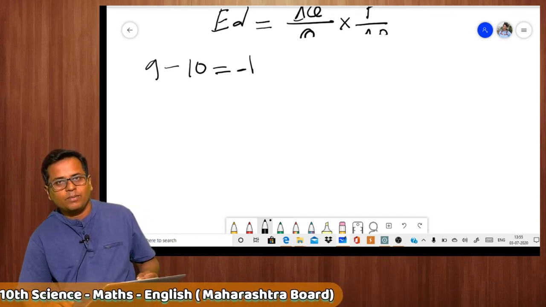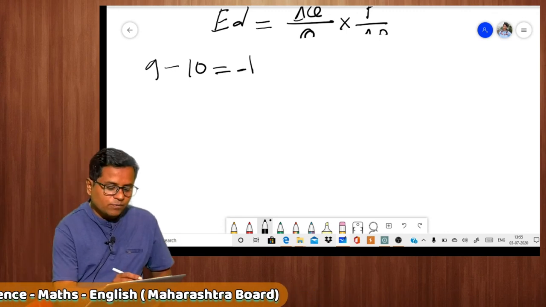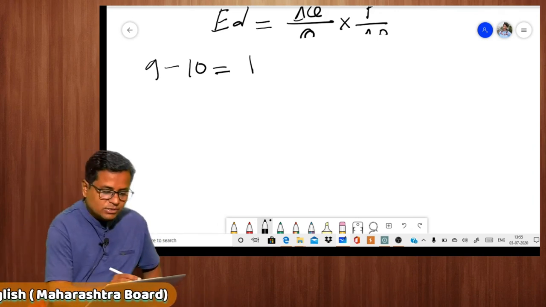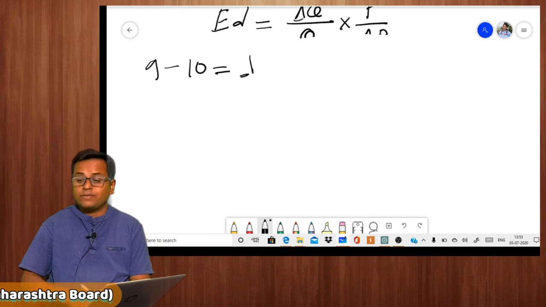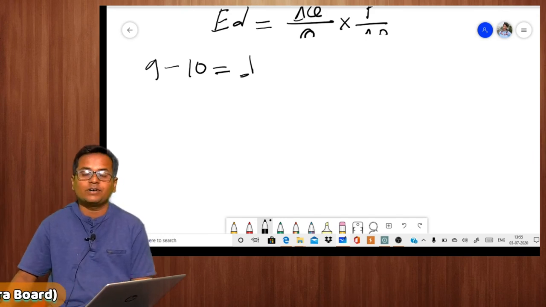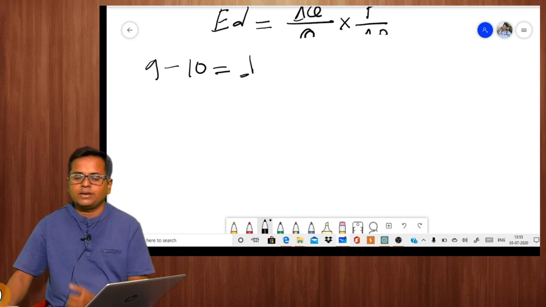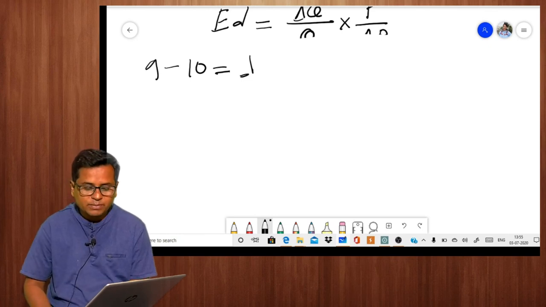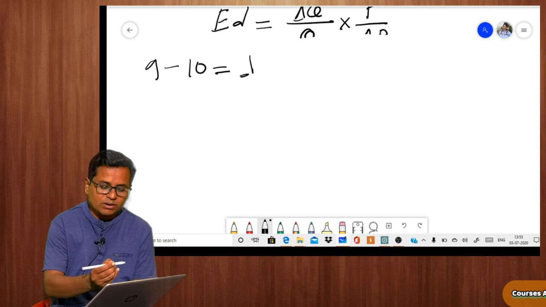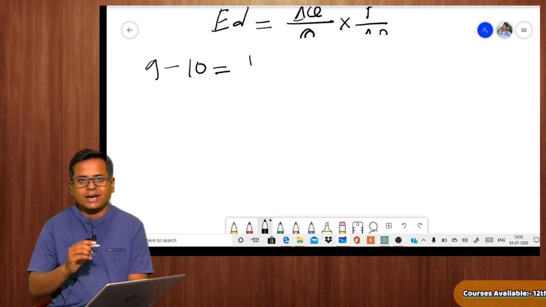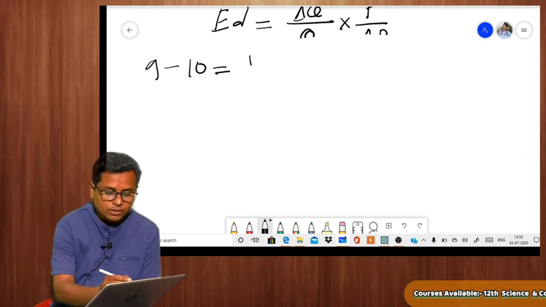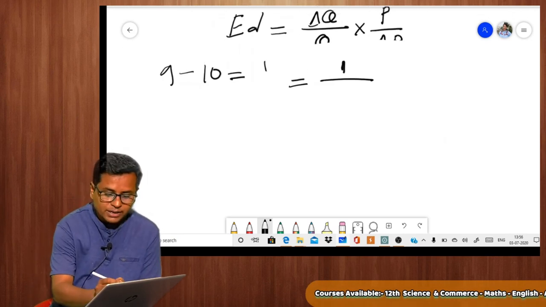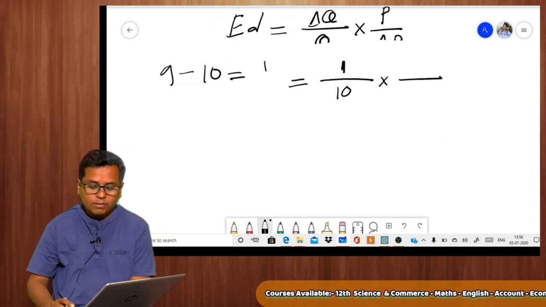But when we measure the price elasticity of demand, we should ignore this negative sign. This negative sign comes because there is an inverse relationship between demand and price of a commodity. But keep it in your mind that we should ignore the negative sign while measuring the price elasticity of demand. So it is not minus 1, it is 1. So change in quantity demanded is 1. Original quantity demanded is 10. What is the original price?